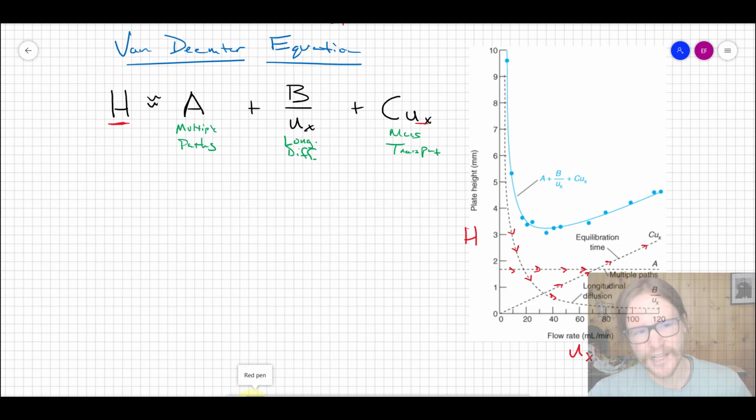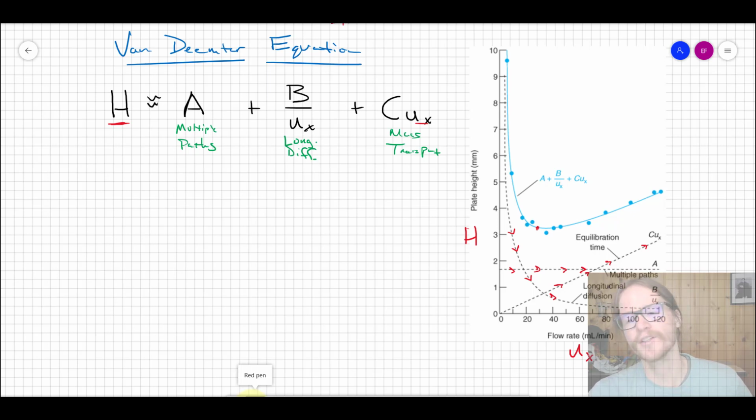And the optimization, or the minimization, of the plate height can be found by plotting the composite here, which is the blue line, the actual full Van Deemter. And so what this allows us to do is experimentally optimize what our flow rate should be to get the maximum separation efficiency for a given analyte.